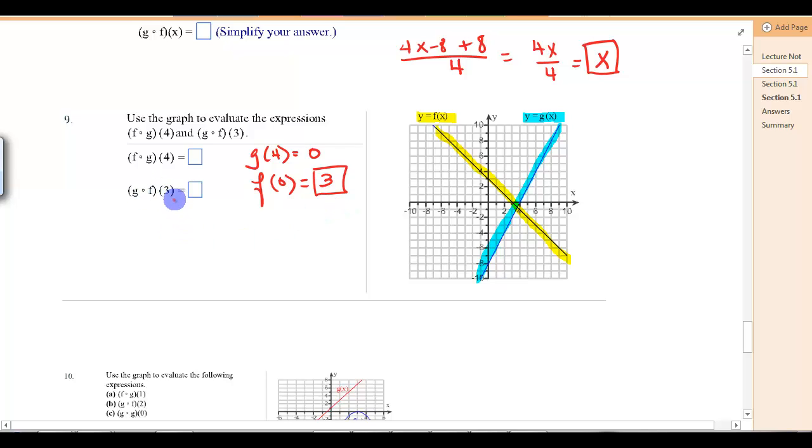Now let's do g of f of 3. G of f of 3, that means we need to find f of 3 first. All right, we go to 3 on the x-axis, and we are on the f line, and so the y value there is 0. And then we'll find g of 0. Go to 0 on the x-axis, go down till we hit the g line, and we're at -8.